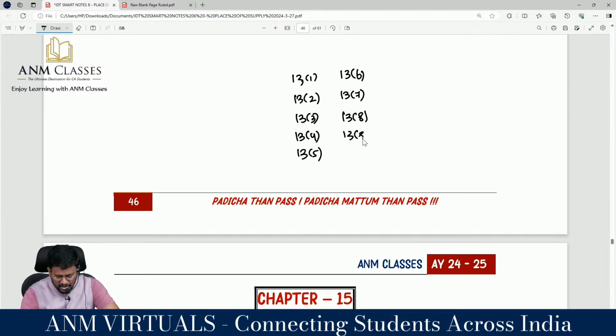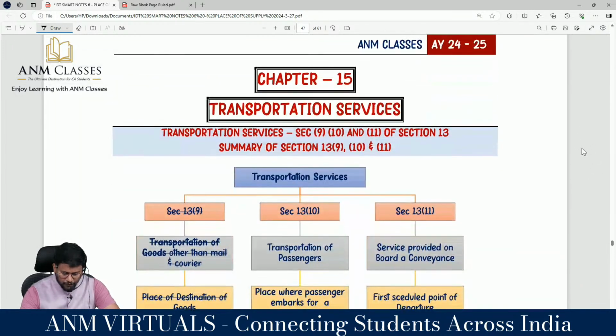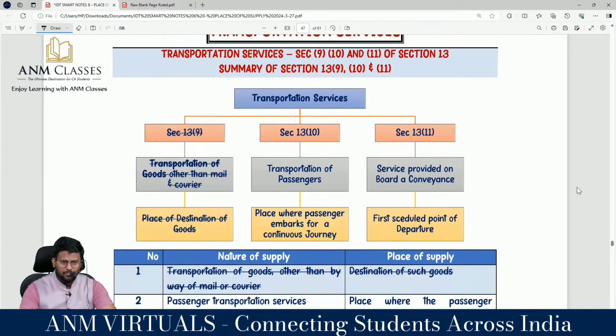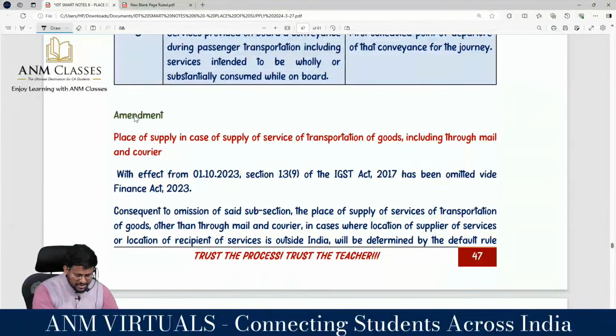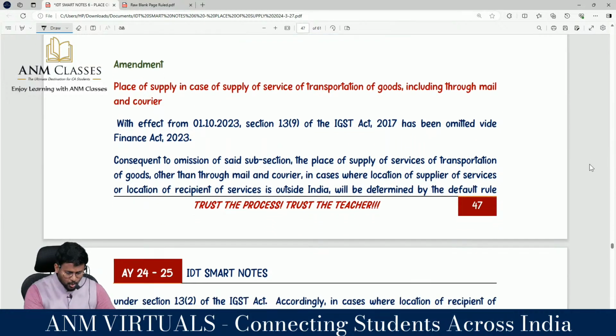Fine. What is 13.9? Transportation of goods, including what and what? Sorry, excluding what and what? This has been deleted in the Act. Now it has been omitted. That means if you are transporting goods other than mail and courier, then the normal provisions will be applicable, which is 13 subsection 2. This is an amendment. Place of supply in case of supply of service of transportation of goods, including through mail or courier. With effect from 1/10/2023, 13(9) of the IGST Act has been omitted.